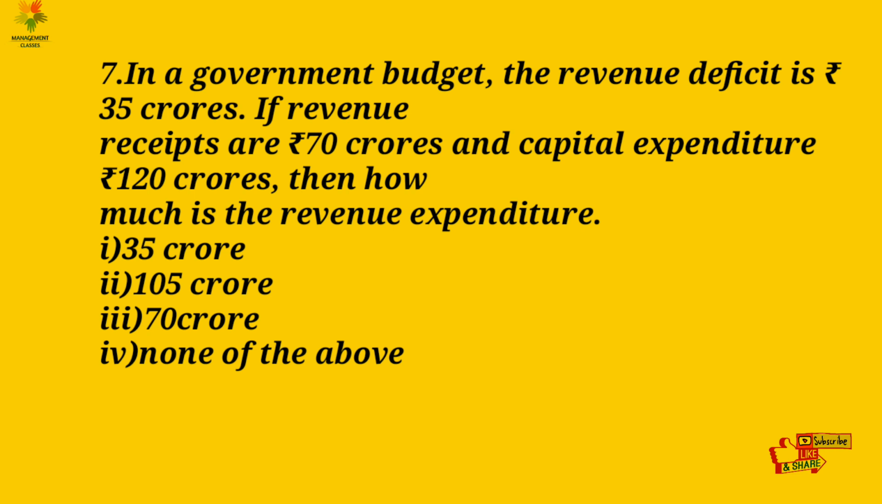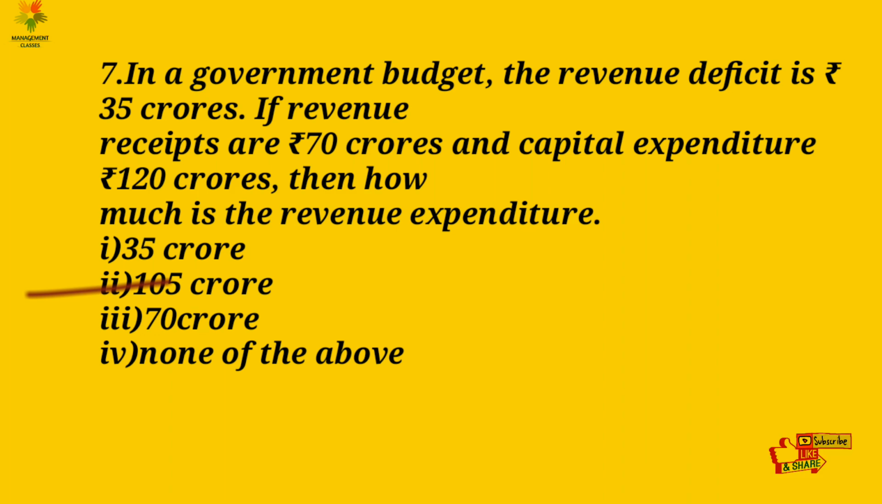Next MCQ question is: in a government budget the revenue deficit is 35 crore, if revenue receipts are 70 crore and capital expenditure is rupees 120 crore, then how much is the revenue expenditure? So we will use the formula revenue expenditure minus revenue receipt, which will give us revenue deficit, which will be equal to rupees 105 crore when we add 70 crore and 35 crore. So the answer will be option number 2, 105 crore.